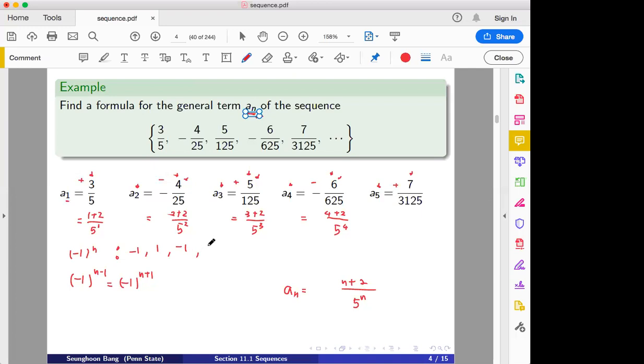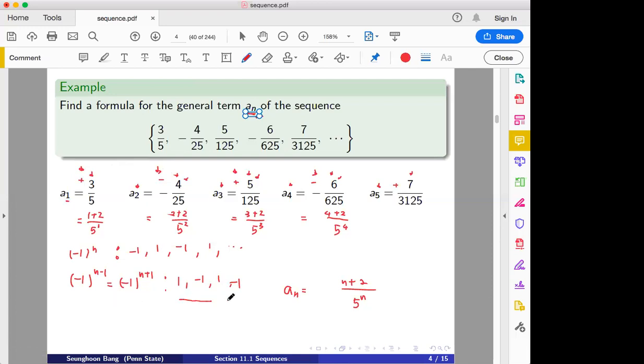Minus 1 to the power 4 is 1, and keep going. In this case, you plug 1 into n: minus 1 to the 1 minus 1 is minus 1 to the 0, or minus 1 to the 1 plus 1 is minus 1 squared, so exactly 1. For the second term, plug 2 into n: minus 1 to the 2 minus 1 is minus 1 to the 1, which is minus 1. So what's that? Positive 1, negative 1, positive 1, negative 1.